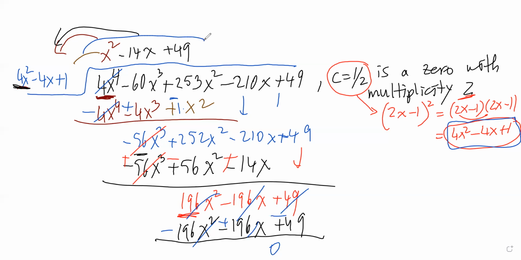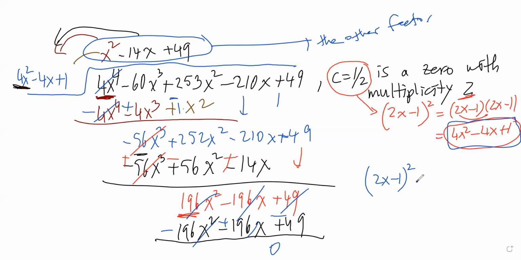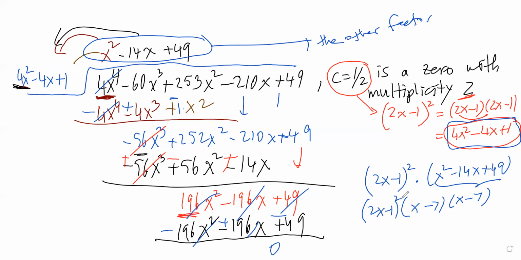Okay, now the quotient is the other factor. Remember, we had (2x minus 1) squared, that was one factor. And now we have x squared minus 14x plus 49. This is the other factor. I can factorize this one, which is (x minus 7)(x minus 7). This is squared. Now the polynomial is (2x minus 1) squared times (x minus 7) squared, because this is also repeating twice.